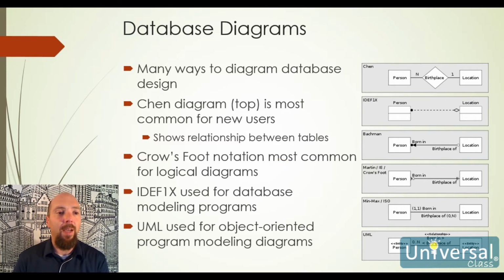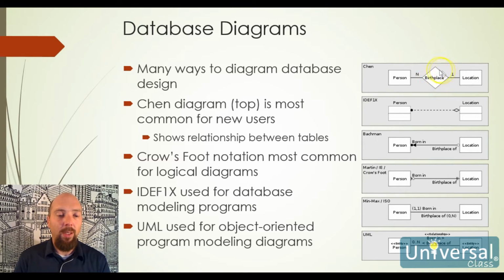Okay, so database diagrams, there are many different types. The first one that most people see is what's called a Venn diagram. It's this one up here. The way that this works is we have each table name, just the name of the table, goes in the rectangles. And in the middle here is our relationship between the two tables. So in this case, I have for each person, there is a location. So I could say that each person has a birthplace, which is a location somewhere.